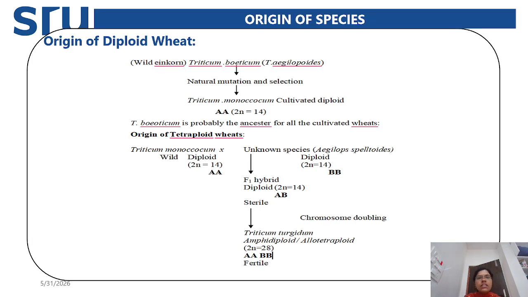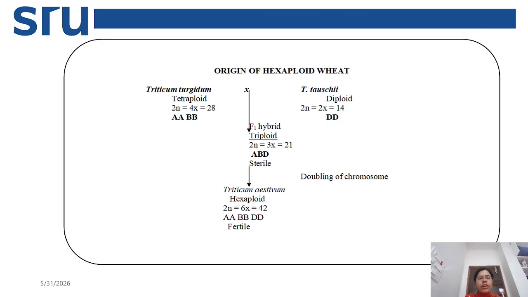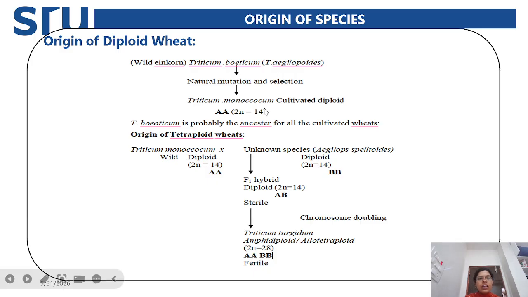So here we have discussed the origin of the three ploidy levels, that is diploid wheat, tetraploid wheat, and hexaploid wheat. Here you can see that we obtained Triticum monococcum from Triticum boeoticum. This boeoticum is the ancestor of all the cultivated wheats. And next is tetraploid wheat. This Triticum monococcum is crossed with an unknown species, and we got the hybrid diploid. Again on chromosome doubling, we got Triticum turgidum, that is an amphidiploid.